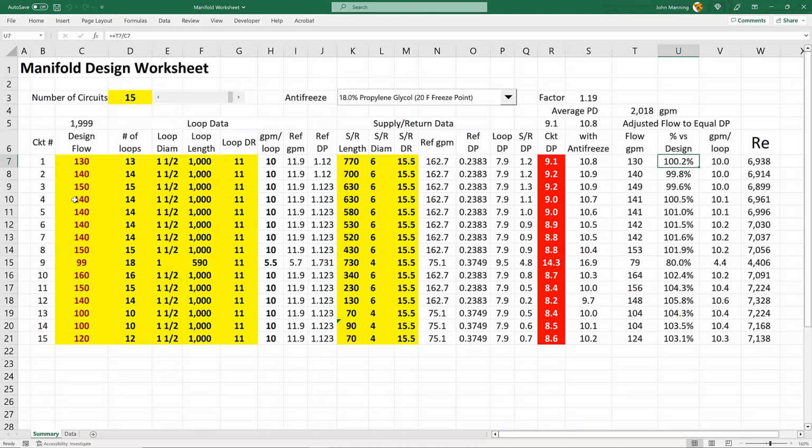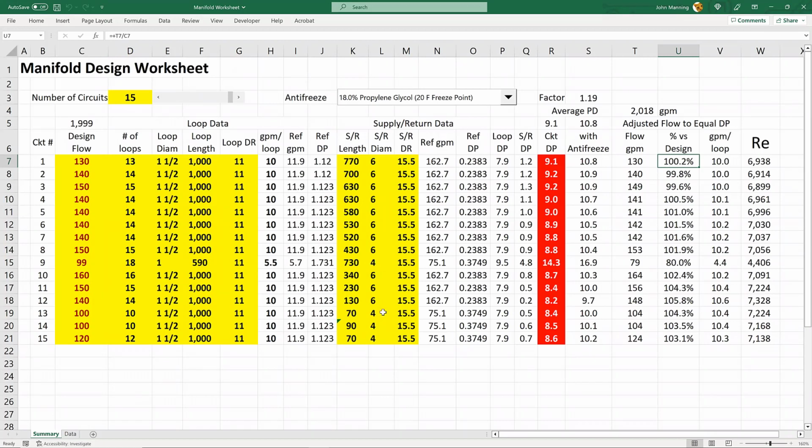So we characterized each of the circuits of the manifold here, and then it calculates the GPM per loop. It looks up our reference flow rate and our reference pressure drop based on diameter and DR. So these numbers are all calculated or looked up. And then we have supply and return pipe. What is the length of the pipe to get out to the middle of the reverse return manifold? What diameter pipe did we use? What DR was that supply and return pipe? And you'll see here, our horizontal field, we went with a 4-inch supply and return.